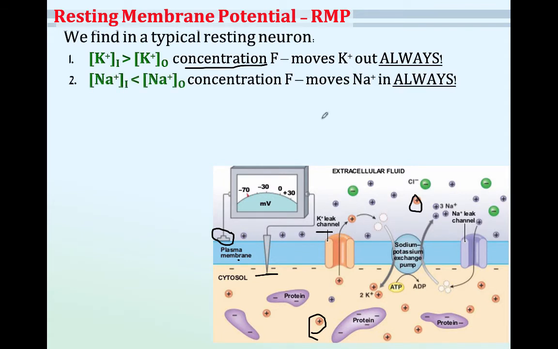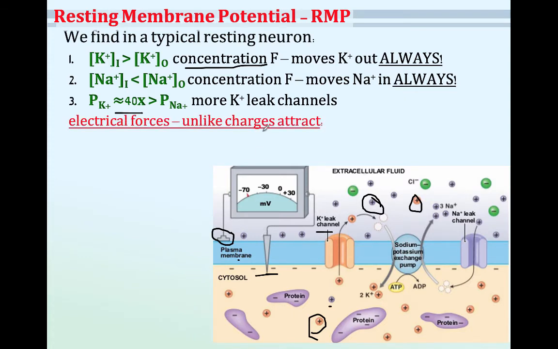Just the opposite is true of sodium. We have a far greater sodium concentration outside the cell than we do inside the cell. And so sodium is always moving into the inside of the cell. Now, what this doesn't show you is that we have more of these potassium leak channels than we do sodium leak channels, and so as a result of that, the permeability of the membrane to potassium is greater than the permeability to sodium. It's about 40 times greater. And so there's more potassium leaving than there is sodium entering.